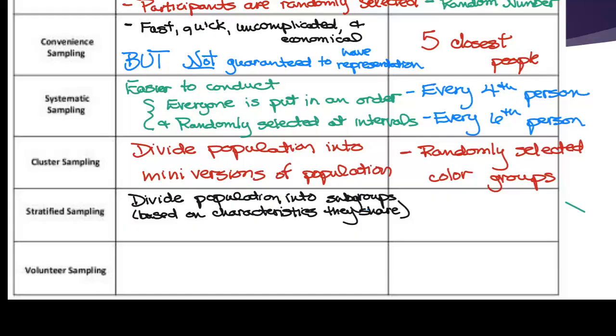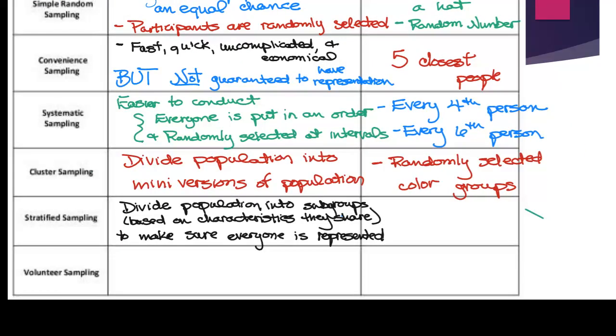Or? No. No. So, stratified sampling is where you divide the population into subgroups based on the characteristics they share, and or two, to make sure everyone is represented. You have to make sure everyone is represented. Stratified sampling.